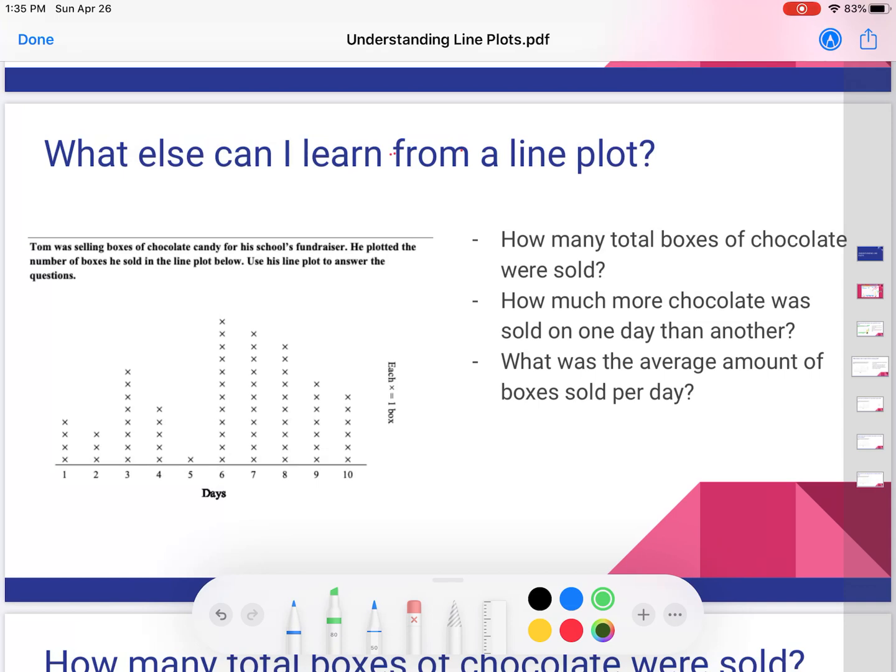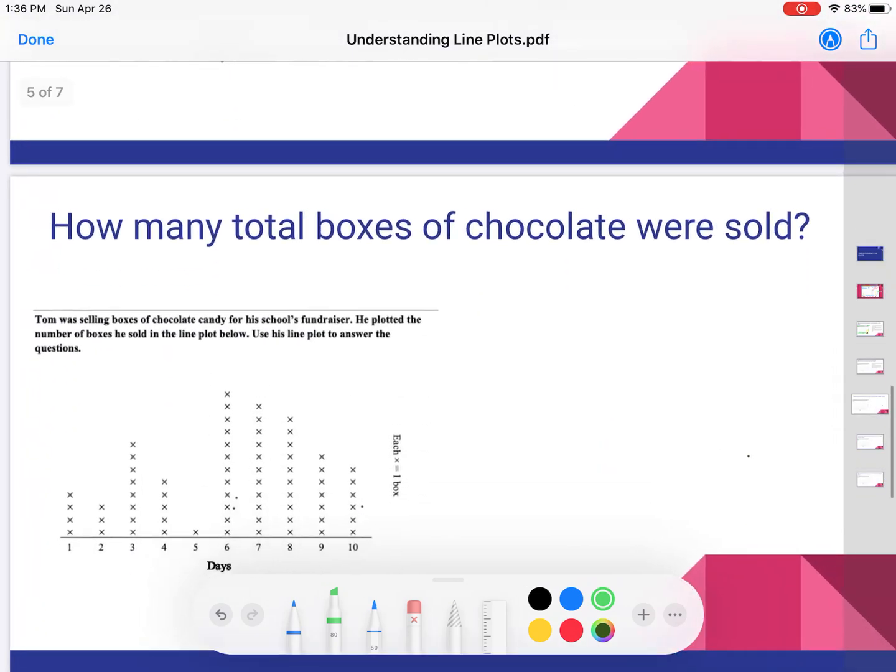So here are a few of those questions. How many total boxes of chocolate were sold? How much more chocolate was sold on one day than another? And what was the average amount of boxes sold per day? Now, I'm sure that you could come up with all sorts of different questions that get even more specific about our line plot. But these are just a few. Let's look at how we would solve some of these.